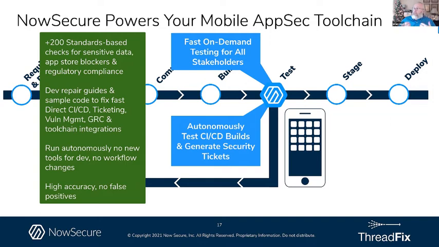Your build system builds the app. The build system passes the binary to NowSecure. NowSecure will run our full battery of hundreds of tests. Coming out the other end, NowSecure will generate tickets, individual tickets, into your ticketing system for everything we find. What does that mean? No human.